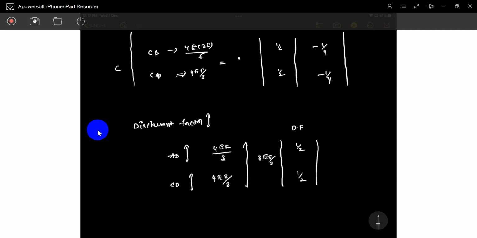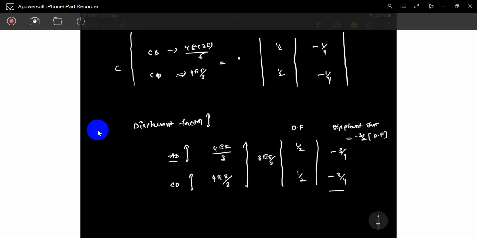Understood? So now, the displacement factor. The displacement factor is minus 3 by 2 multiplied with the distribution factor. What will you get? Minus 3 by 2 times minus 1 by 2, which is 3 by 4. So exactly, you can write 3 by 4. This is also 3 by 4.